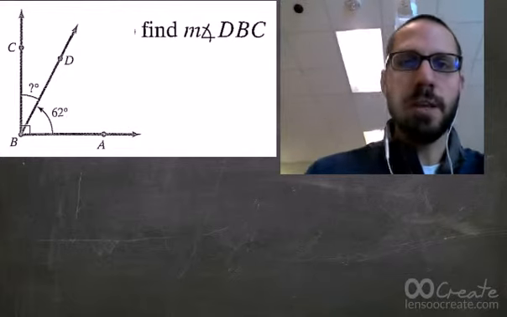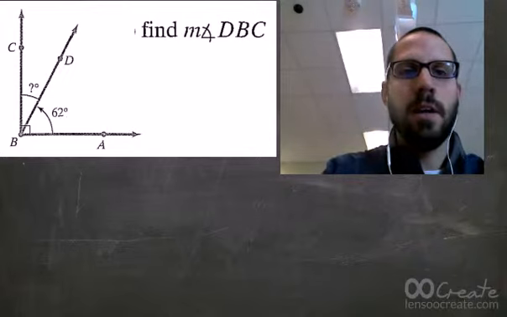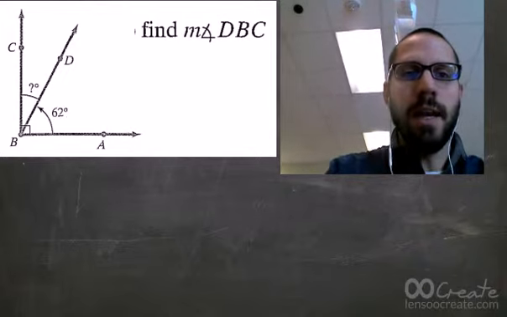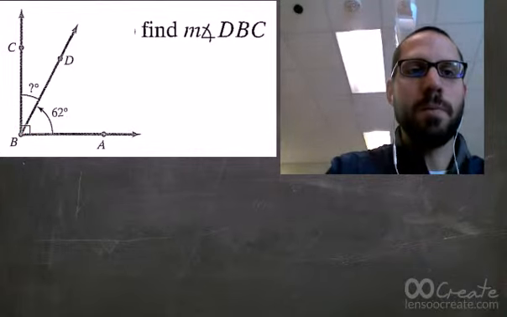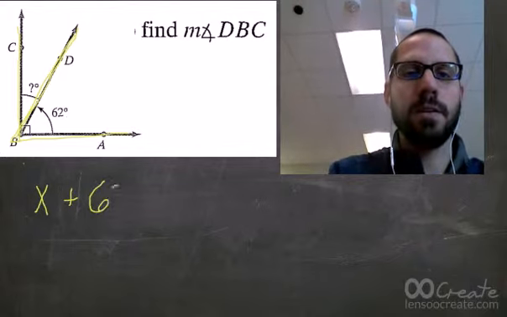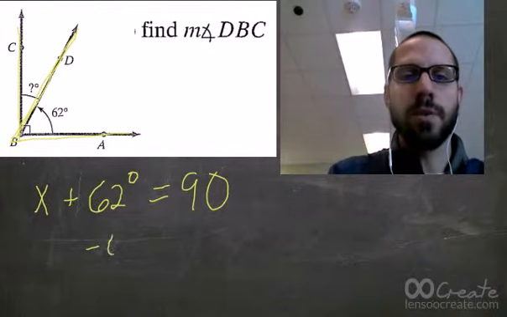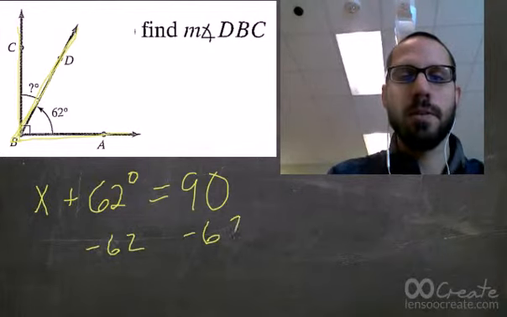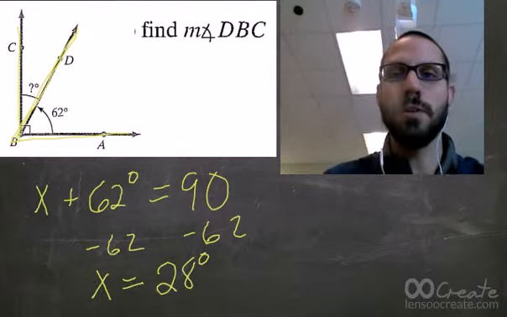Let's take a look. Find the measure of angle DBC. We can see that angle CBA is a right angle. Therefore, the measure of these two angles, CBD and DBA, should add up to 90 degrees. If we subtract the 62 over, x equals 28 degrees.